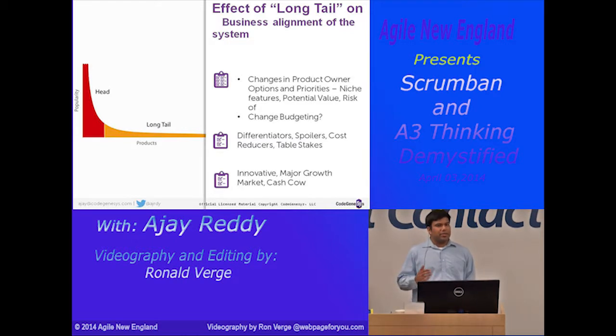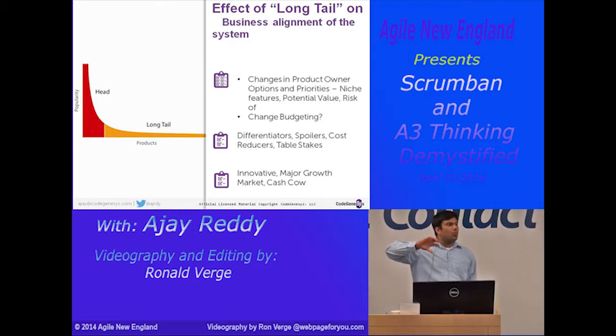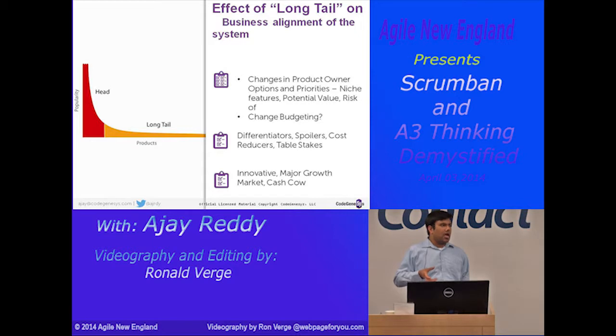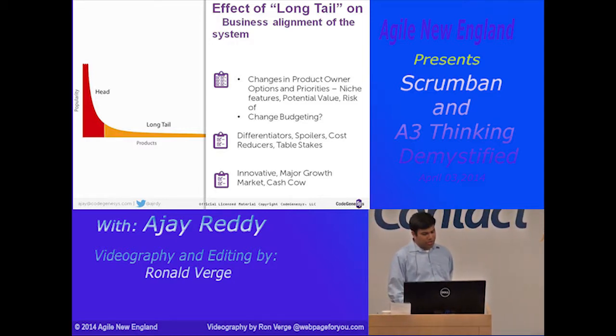And because of that, like the App Store is a classic example, what's being targeted is the niche markets more and more. So how that affects product options is changing, what features you work on is changing, and how features are prioritized is changing. Because niche features, potential value, risk, all these things come into play, and the way you do budgeting is changing.